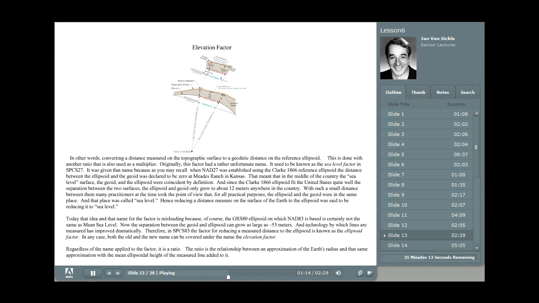With such a small distance between them, many practitioners at the time took the view that for all practical purposes, the ellipsoid and the geoid were in the same place. And that place was called sea level. Hence, reducing a distance measured on the surface of the Earth to the ellipsoid was said to be reducing it to sea level.